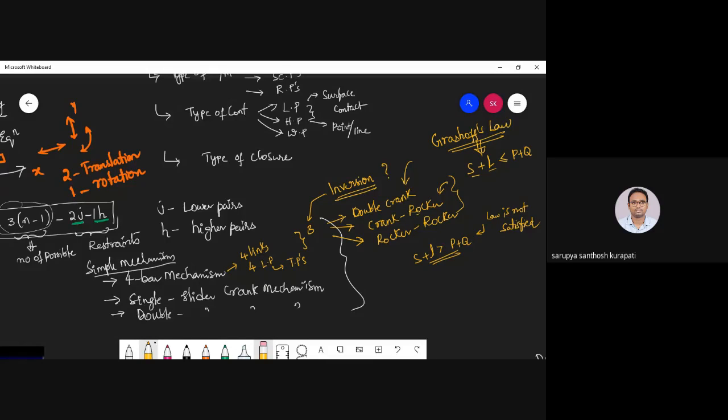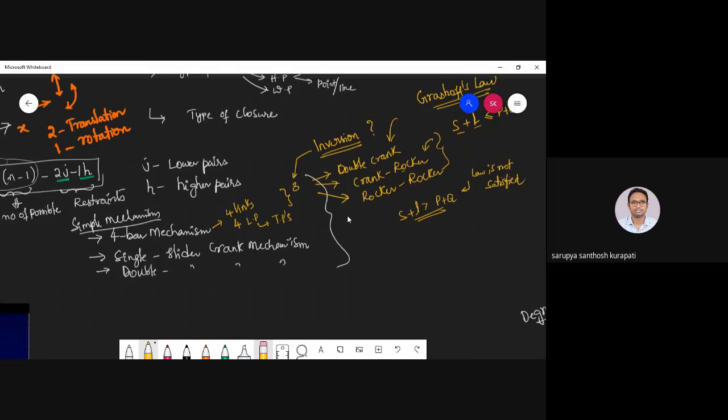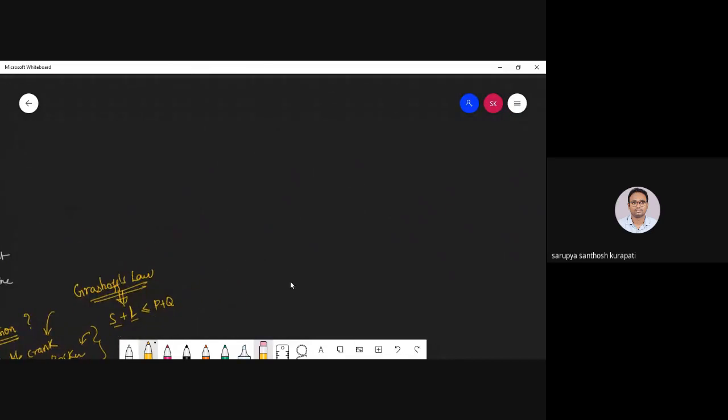And now the single slider crank mechanism. In this single slider crank mechanism, how many inversions do we have? A total of 4 inversions. What are those 4 inversions we have discussed? One, if I fix, I'll draw here. So this is the single slider crank mechanism.